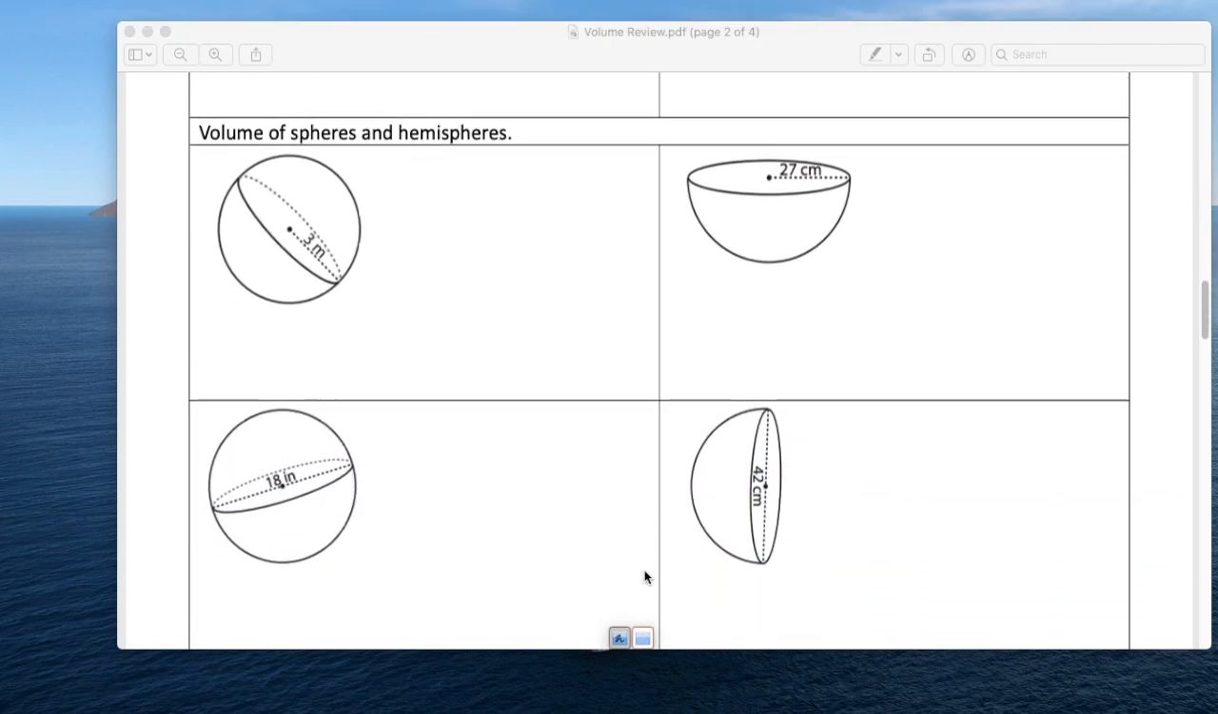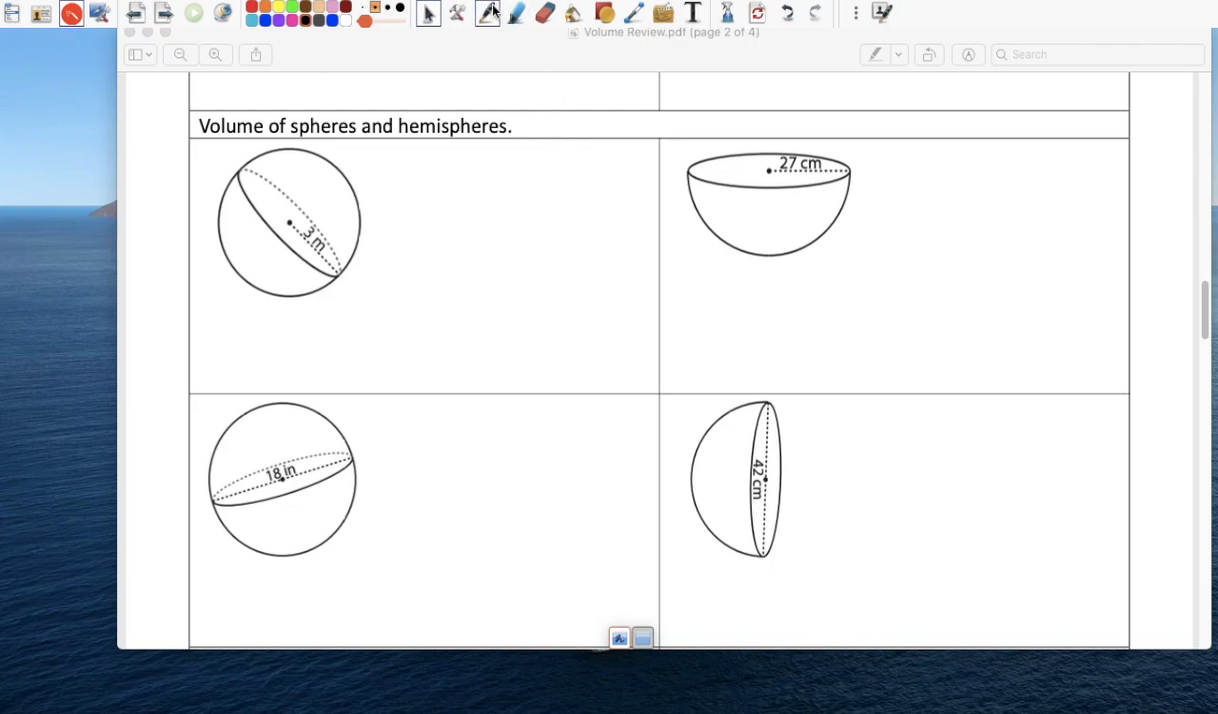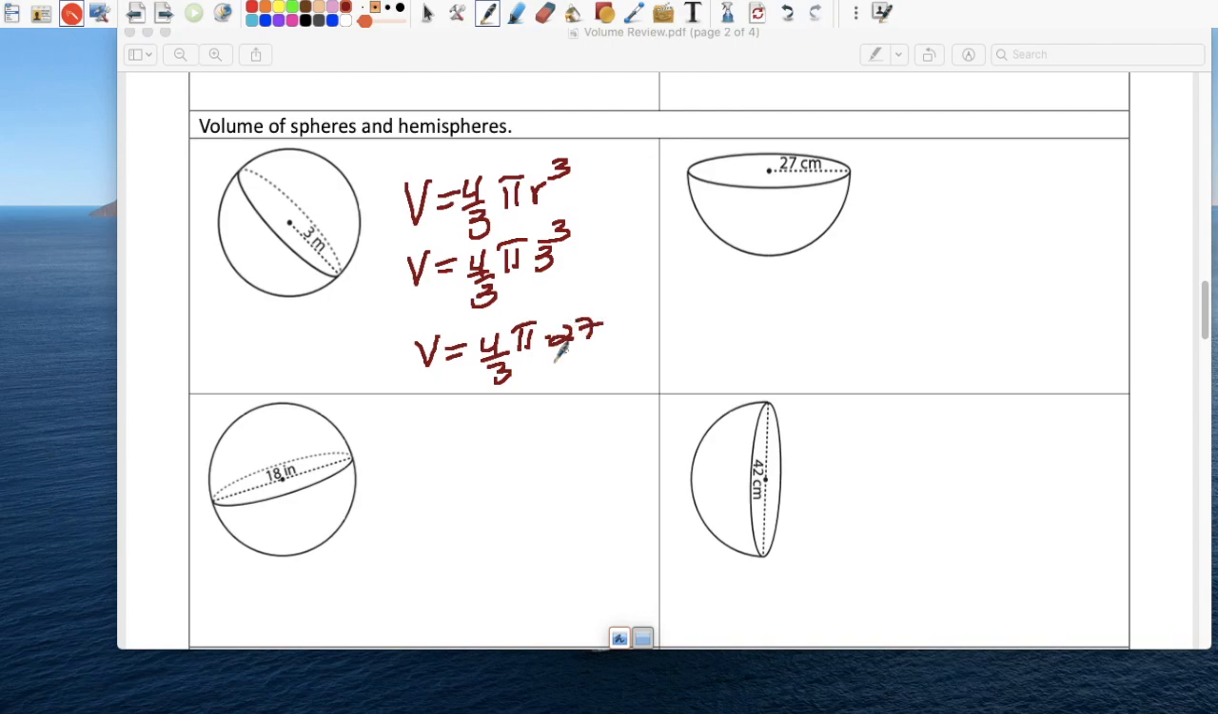Now some questions on spheres, and this one is a sphere, so volume is 4/3 pi r cubed. We need the radius, and they give us the radius, which is 3, so we have 4/3 pi 3 to the third power, 4/3 pi times 27. We can simplify, and we're going to get 36 pi. So it depends on the answer. You can leave it in terms of pi, or they actually say, hey, I want you to give me the numerical value. It's 113.1, rounded to the nearest tenth.